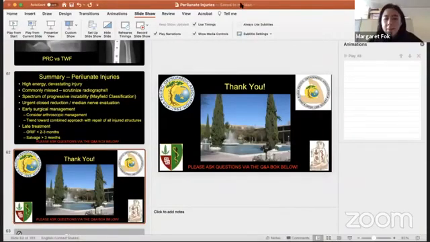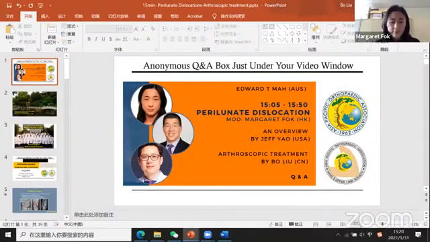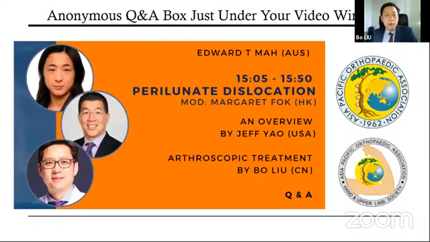Thank you, Jeff. We'll wait for the questions till we have the discussion, and then we'll look at the questions and the answers later on at the discussion. So without further ado, let's have Bo talk about his arthroscopic management of perilunate dislocation. Okay. I'll share my slide.